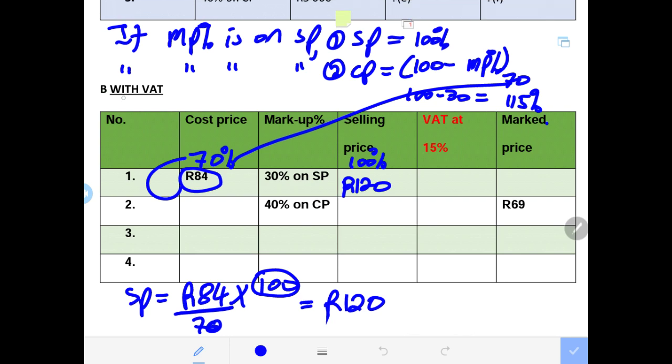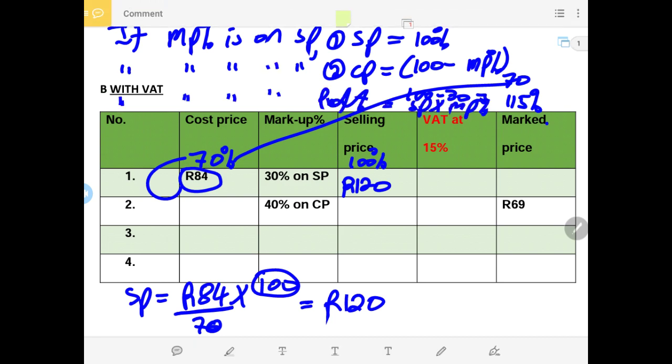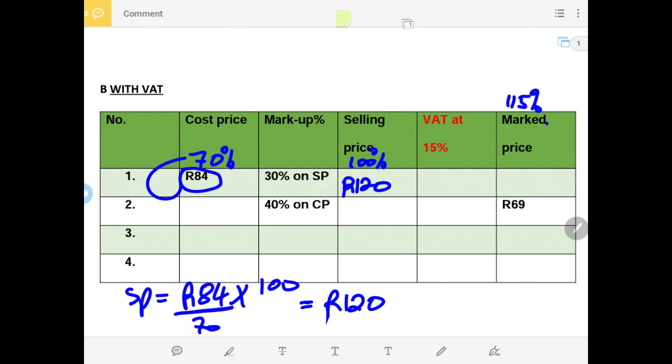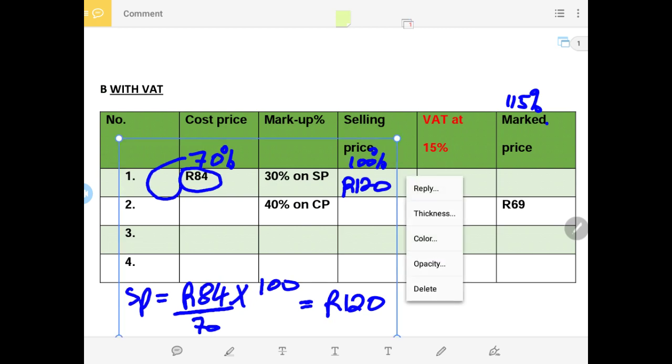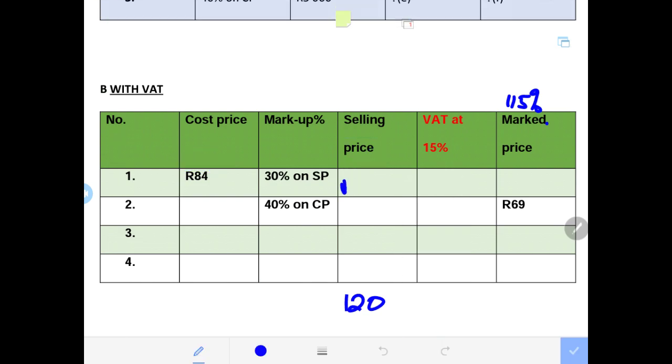Then we also said if markup percentage is on selling price, profit, but we don't have profit in this case. Profit is equal to selling price times markup percentage. So we dealt with that in the previous scenario. In this scenario, we are not dealing with the profit column. It is not in this table we are dealing with. So there we have our 120 Rand that is provided for us.